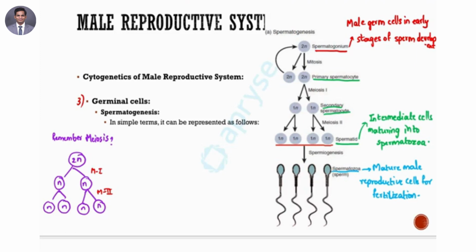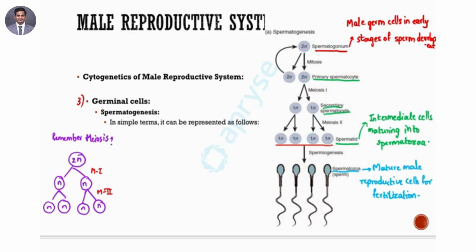So haploid, okay, and then there is a final transformation of these spermatids, which are nothing but your immature sperm cells, into mature sperm cells, into spermatozoa. The final stage is basically called spermiogenesis. This transformation is called spermiogenesis. It is an intricate process which happens with a lot of precision.